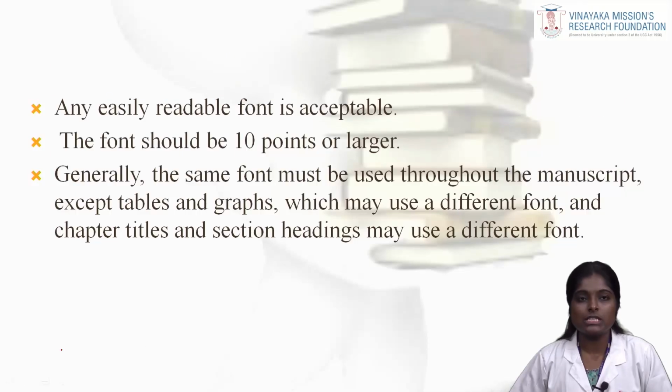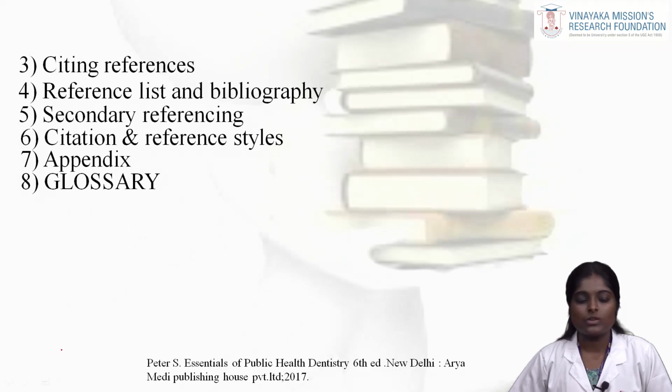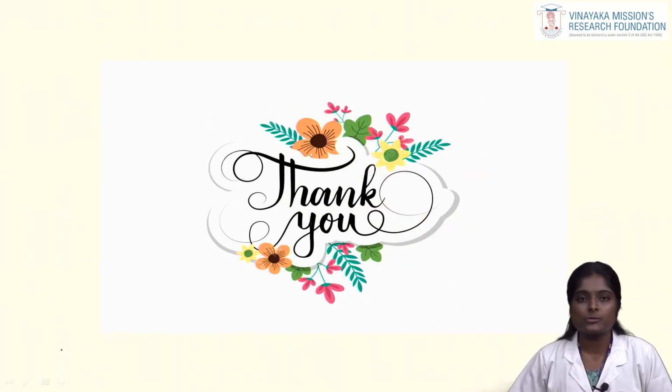Any report should have an easily readable font, and the font should be of a minimum size. The contents of the report: title page, table of contents, chapter 1, which will include the introduction, statement of problem, purpose, significance of study, research question, and hypothesis. It can be alternative and null hypothesis. Chapter 2 will consist of background, chapter 3 of methodology, chapter 4 of results, and chapter 5 of conclusion and recommendation. We also need citing references, reference list, bibliography, secondary referencing, citation and referencing styles, appendix and glossary. So this is the basic research methodology process.